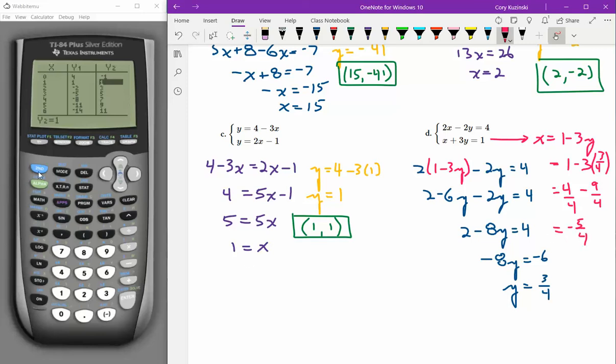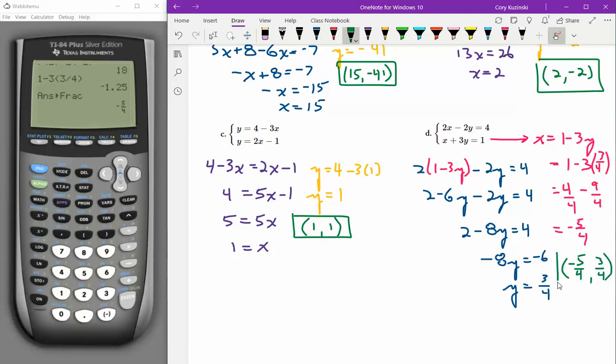Yes, you could have used a calculator to do that. You could have just done 1 minus 3 times 3/4. And then math, enter, enter, we'll turn it into a fraction, negative 5/4, just like I said. So we get our solution is negative 5/4 for x and 3/4 for y.